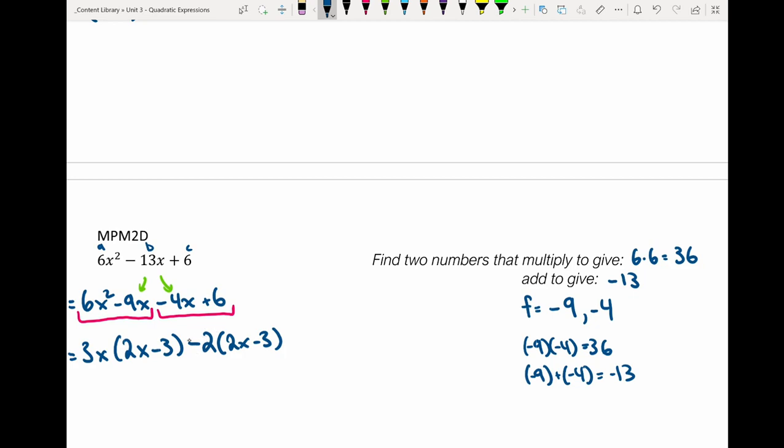If I don't, say I was to common factor out a positive 2, that would leave me with negative 2x plus 3, and these two brackets don't match up, so I couldn't factor by grouping any further. So we do want to make sure that we try to factor by grouping in order to make sure that we have a common bracket. So that's why I have to common factor out a negative 2 to leave me with 2x minus 3.